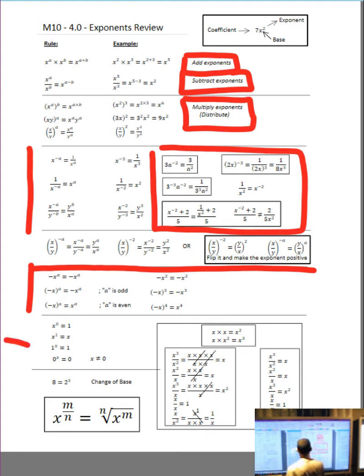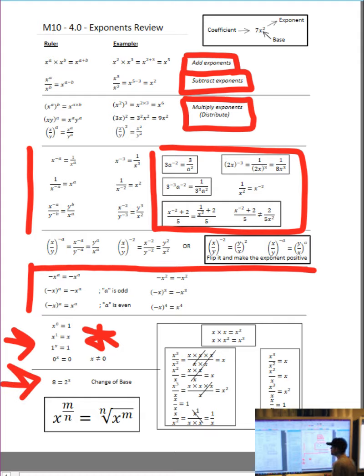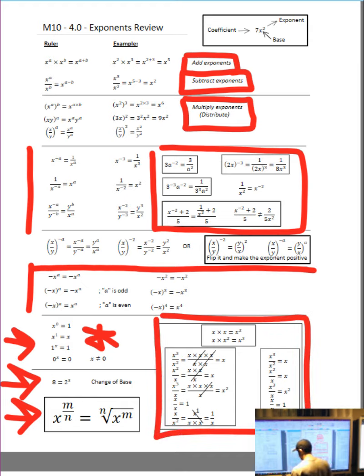Further down the page on the left, x to the 0 is 1, x to the 1 is x, 1 to the x is 1, 0 to the x is 0, and x can't equal 0. Be careful, some of those rules are asterisks. Below, change of base, 8 equals 2 cubed. That's a grade 9 rule, but we can do it this year and next, etc. And then our new fractional exponents and a bunch of theory off to the right.